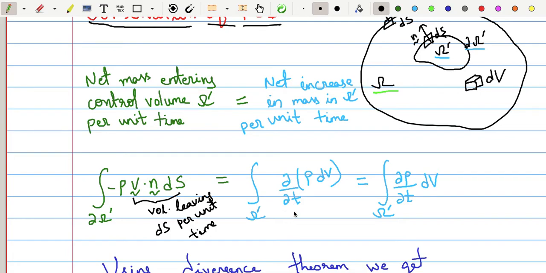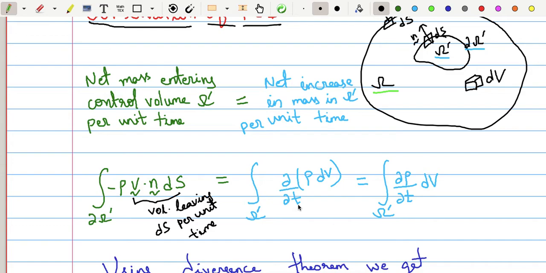Now why am I doing a partial time derivative and not a total time derivative? We are following the control volume approach. We are not tracking the material. We are simply looking at a certain region in space, and in that region we are looking at an infinitesimal volume dV, and its mass is rho times dV. With respect to time, how is it changing? Partial time derivative of rho dV.